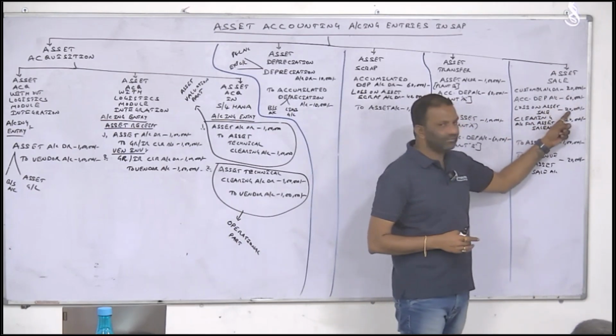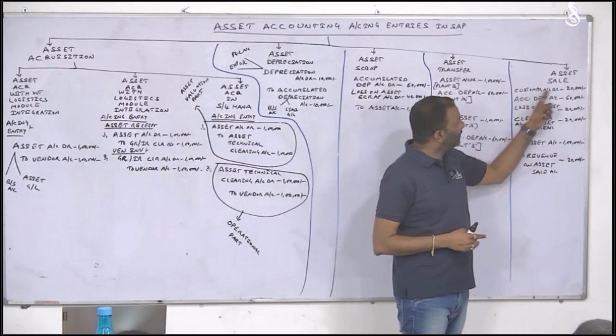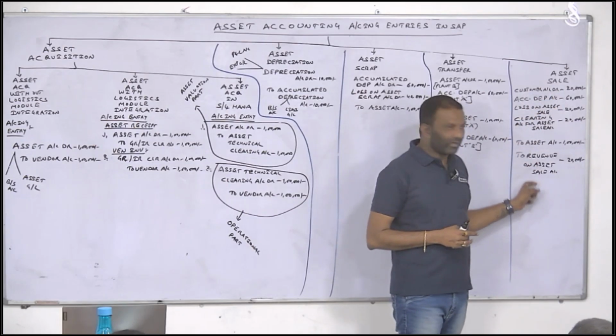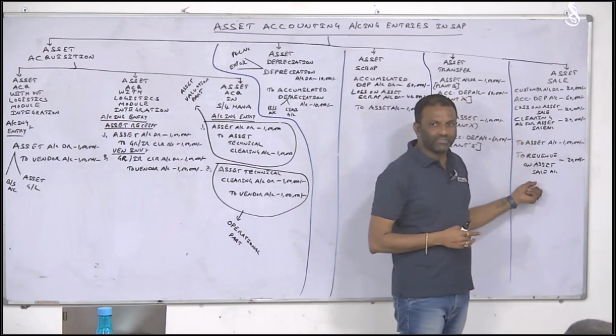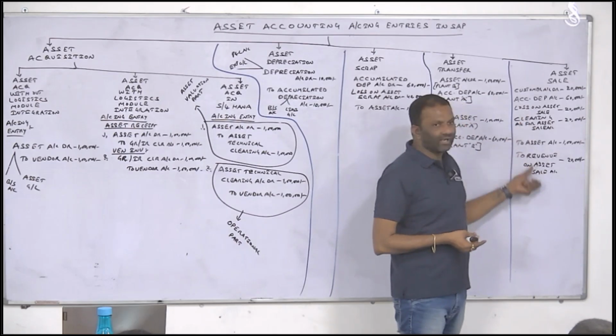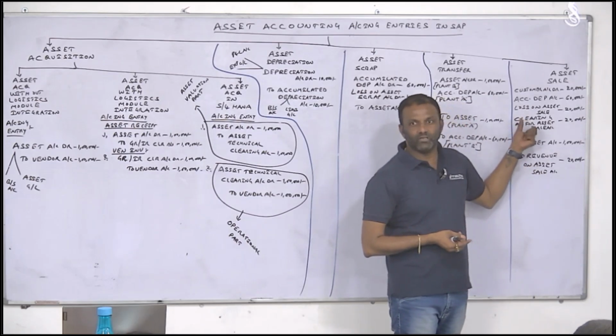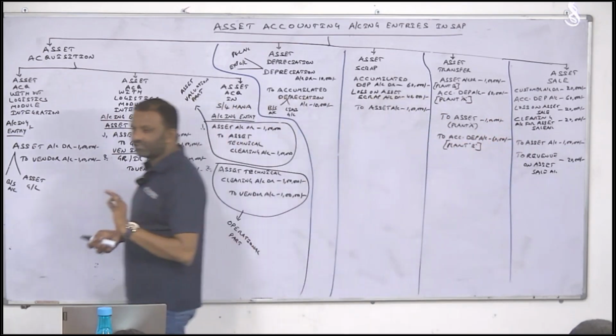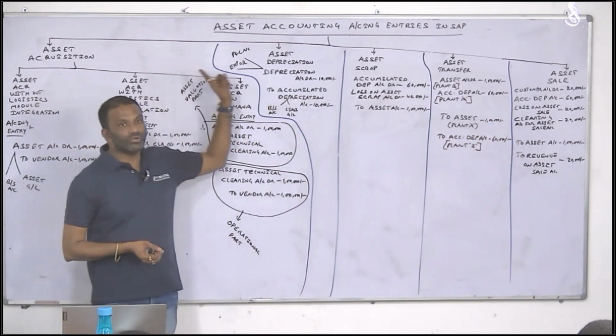The remaining 20,000 is loss. So whenever you are dealing with a customer, you will get revenue. But you are selling an asset, not goods. You are selling something, right or wrong? Hope you got it. So to knock out that balance, we will create one clearing account. Hope you got my point. So these are the accounting entries people should remember with respect to asset accounting.